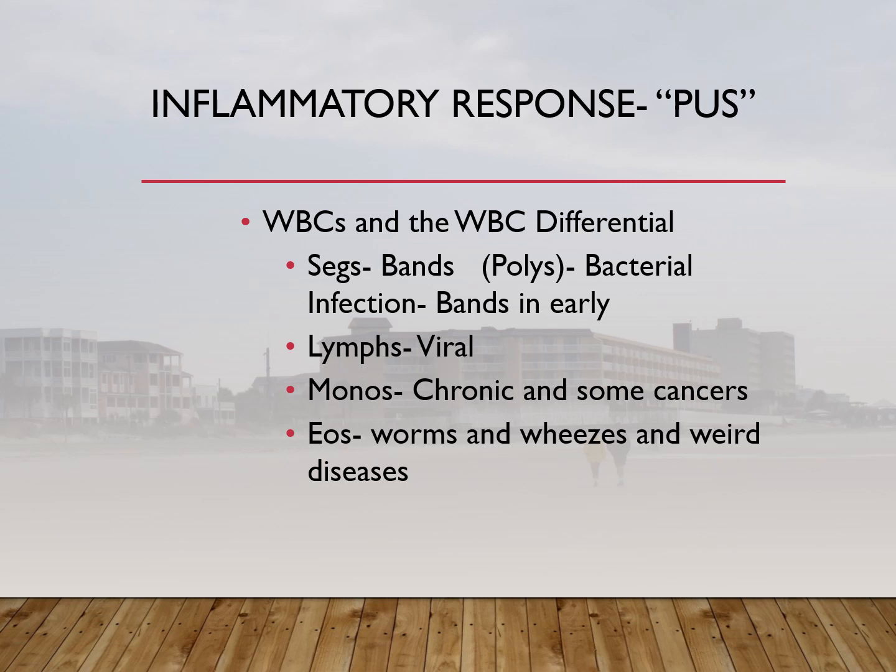This is a really important concept because when we get to some of the psychiatric medicines and some of the other medicines, they'll talk about something called agranulocytosis. And basically that's just when the polys go down so low that the body can't fight off bacterial infection. So you know more than a lot of practicing folks do at this point if you understand that. Lymphs fight off viral infections, monos fight off chronic infections and some cancers, and EOs fight off worms and wheezes and weird diseases.